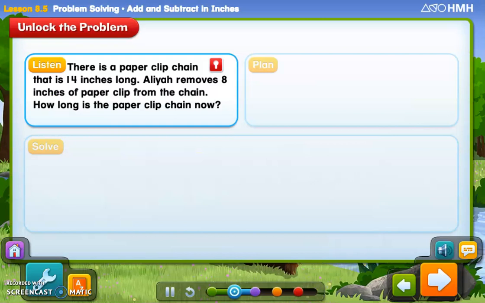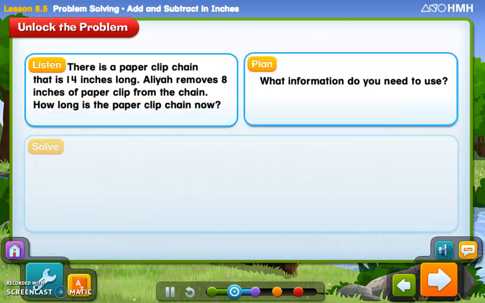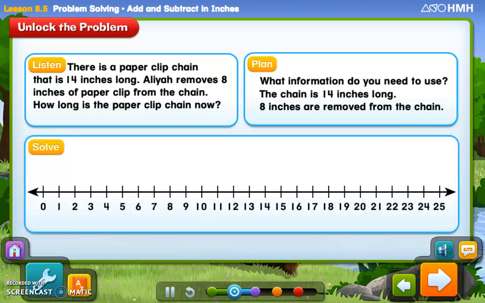There's a paperclip chain that's 14 inches long. Aaliyah removes 8 inches of paper clips from the chain. How long is the paperclip chain now? Let's unlock this problem. What do you need to find? How long the paperclip chain is now. What information do you need to use? The chain is 14 inches long. 8 inches of paper clips are removed from the chain. Let's see how to solve the problem.